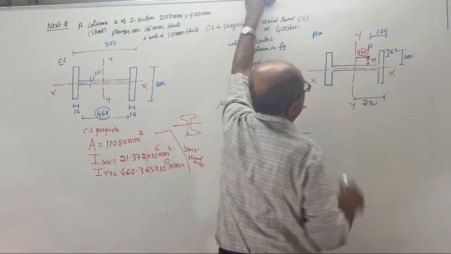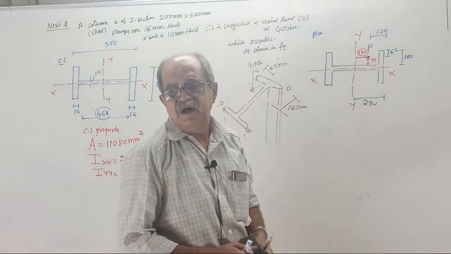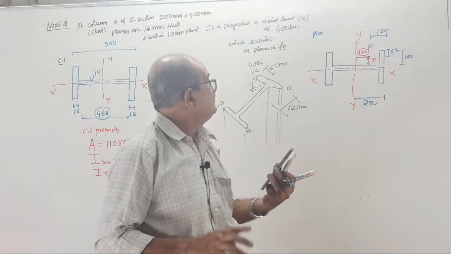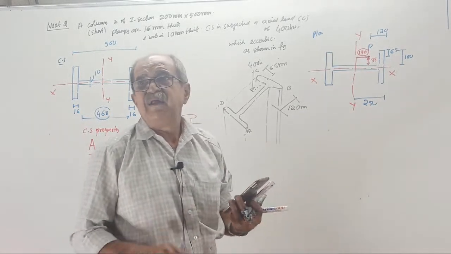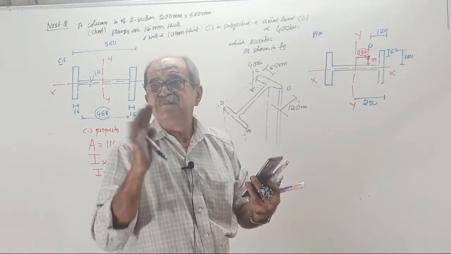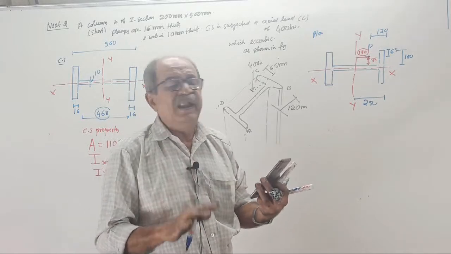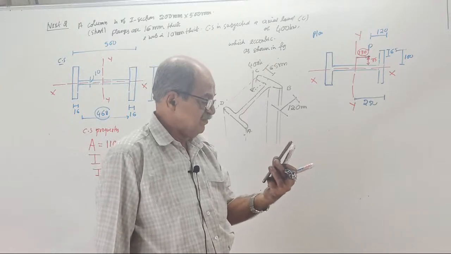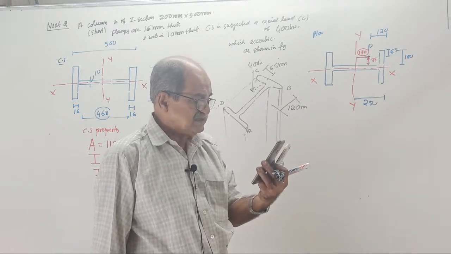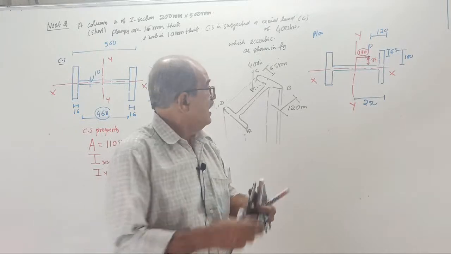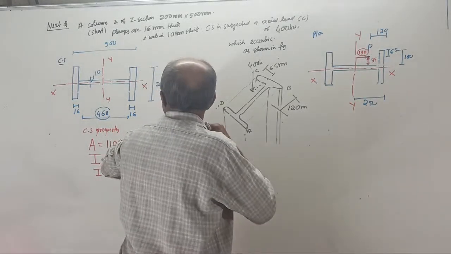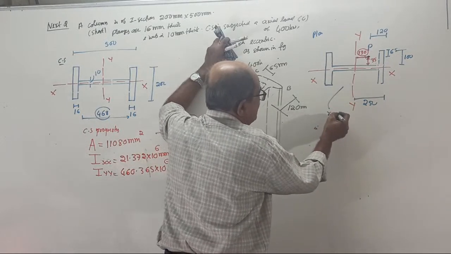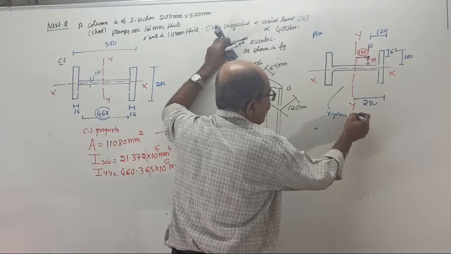Now, this is the P. This is the cross section. Tell me fast, clear or not clear? You should tell immediately. This is the load acting where? In the cross section, perpendicular to the cross section. Clear or not clear? Clear.